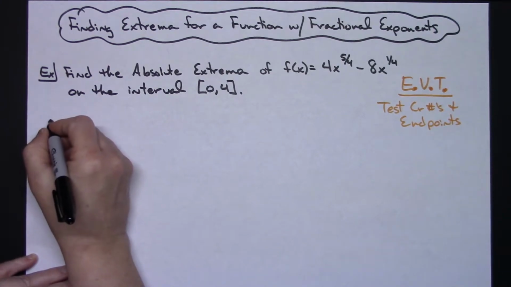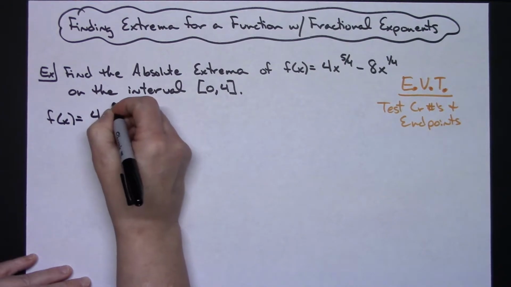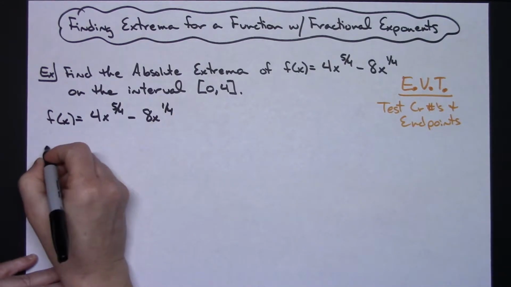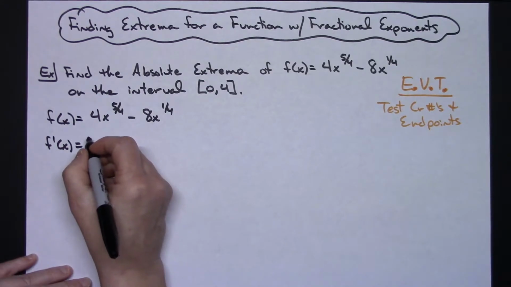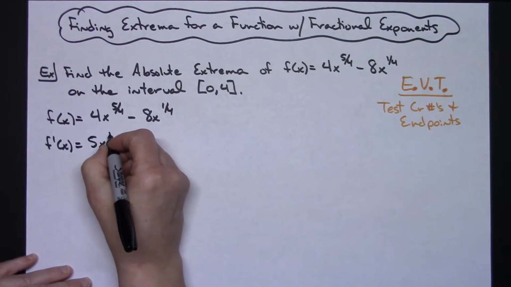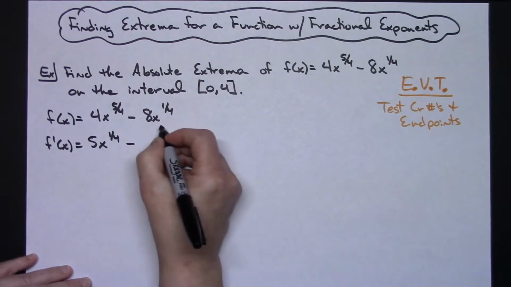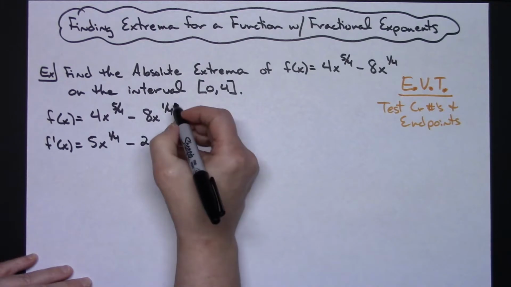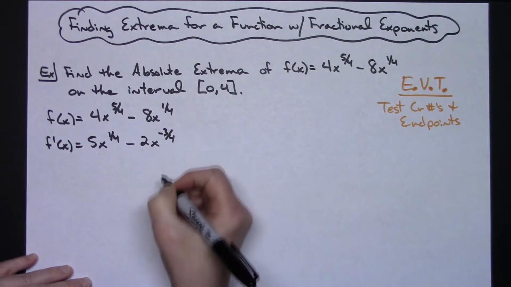So let's rewrite the original function here. f(x) equals 4x to the 5/4 minus an 8x to the 1/4. Alright, if I go to find the derivative here, I'm going to take 4 times 5/4, which is going to leave me with a 5x. Subtracting 1 here will give me a 1/4, 5/4 minus 4/4. Taking the derivative here, 8 times 1/4 is going to give me 2, and then x raised to the, if I subtract 4/4, that'll give me a negative 3/4.